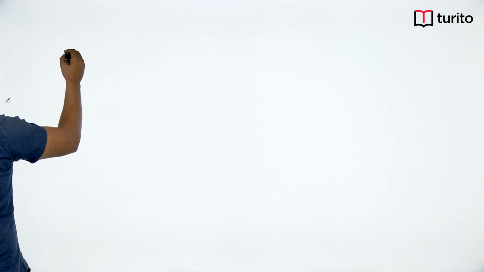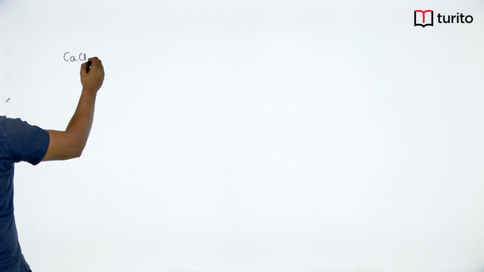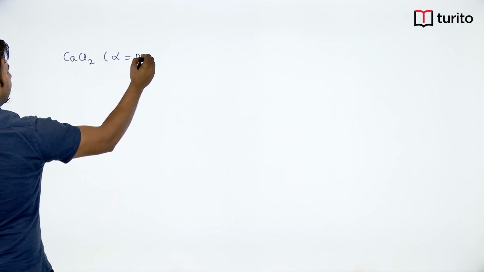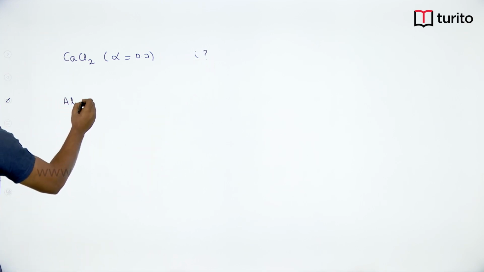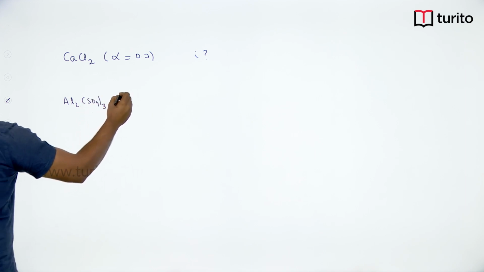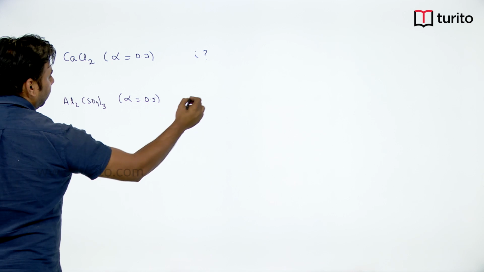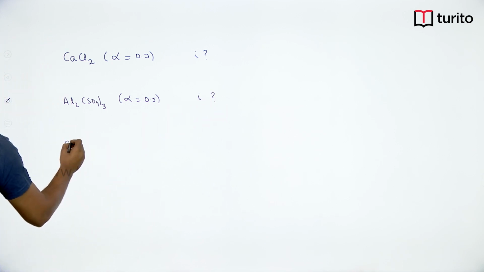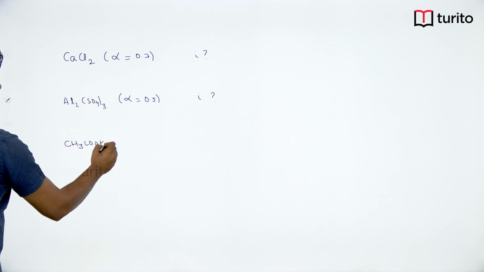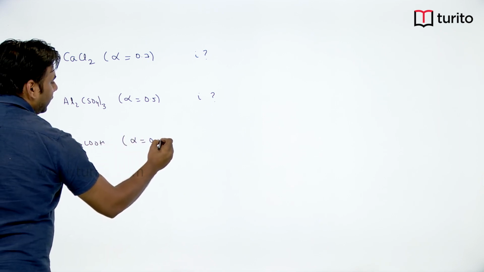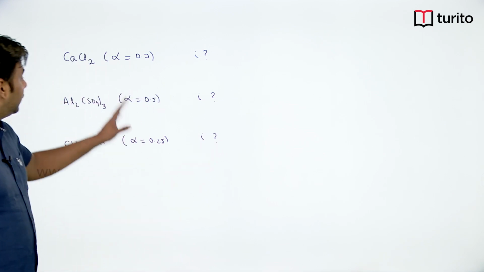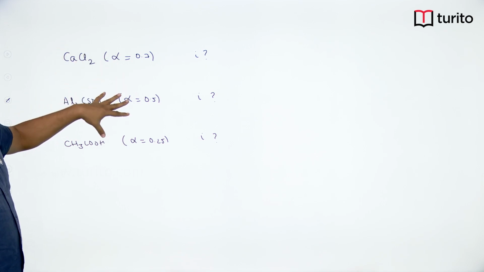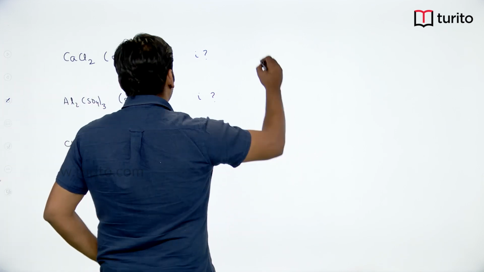Now let us take another example. Let us say we have calcium chloride and its alpha is 0.7. Find its Van't Hoff factor. Or suppose we have Al2(SO4)3, alpha is given as 0.5. Find its Van't Hoff factor. Or suppose we have a weak acid, say acetic acid, with alpha 0.25. Find the Van't Hoff factor. In every case alpha is given, so we'll do it the same way.